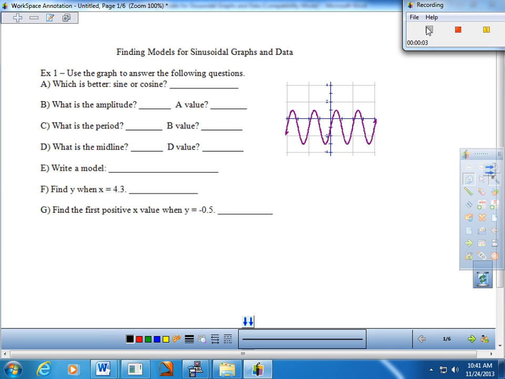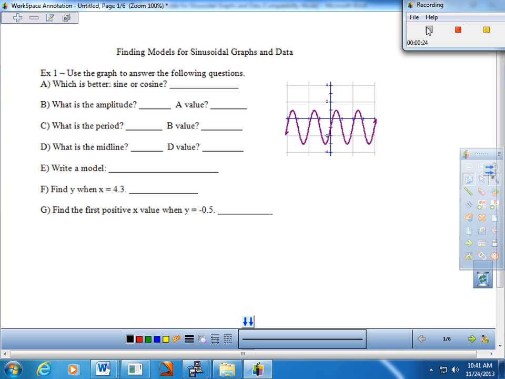Welcome. Today's lesson is entitled Finding Models for Sinusoidal Graphs and Data. For pre-calculus, this represents day 1 of a 2-day lesson. For advanced algebra 2, this represents sort of a one and done situation. We'll go ahead and develop a few examples to get a couple ideas going, and then finish up with a nice application with sinusoidal modeling.